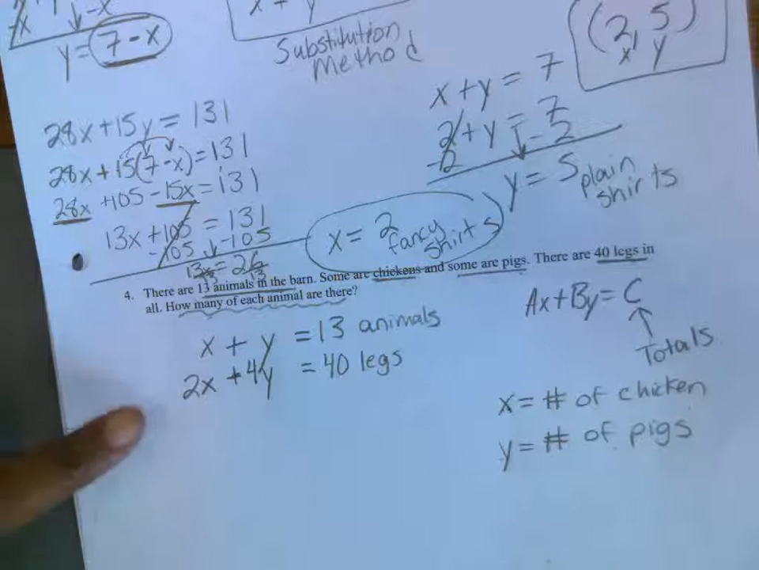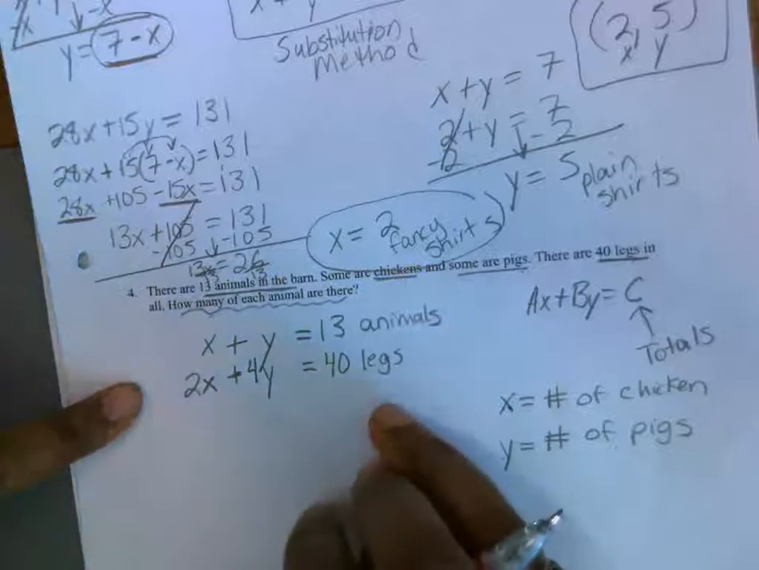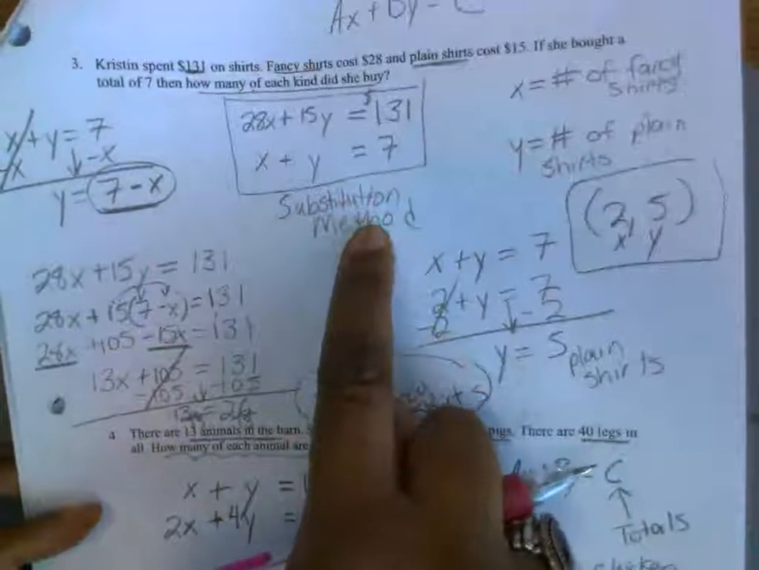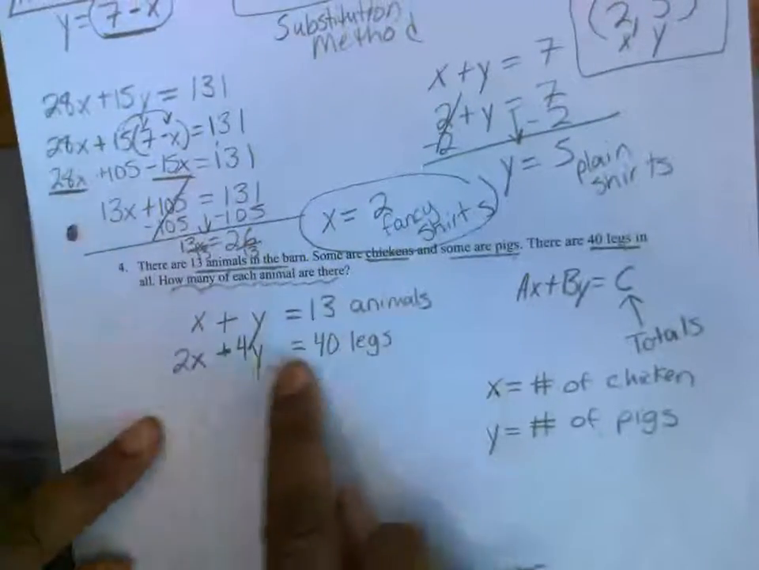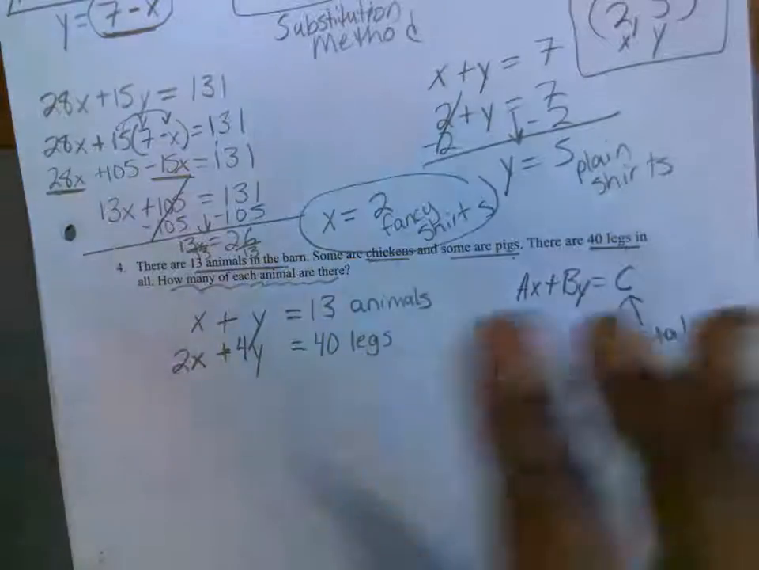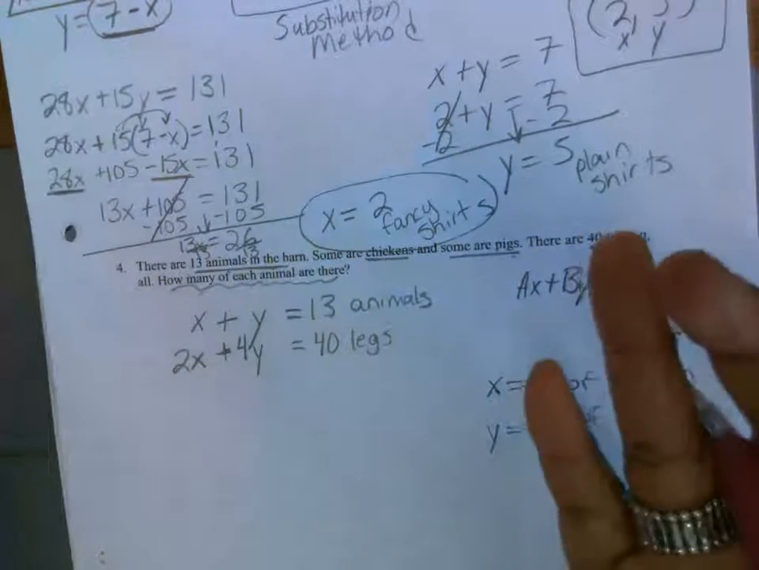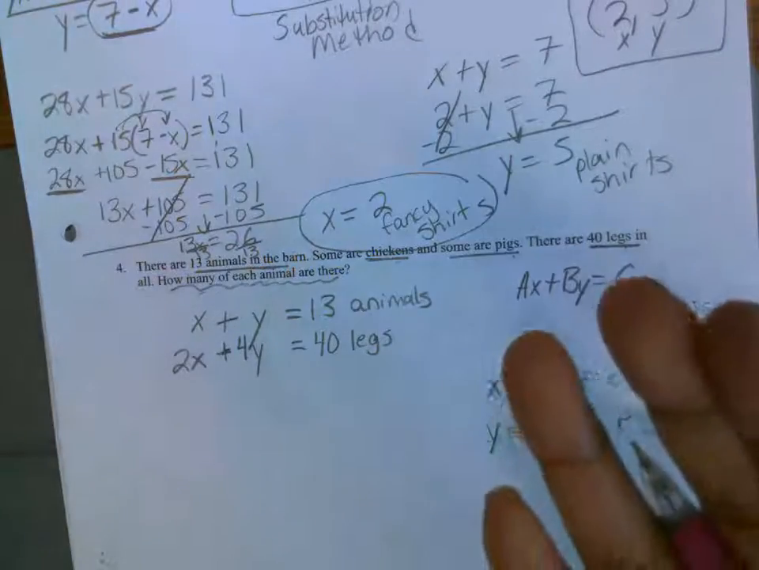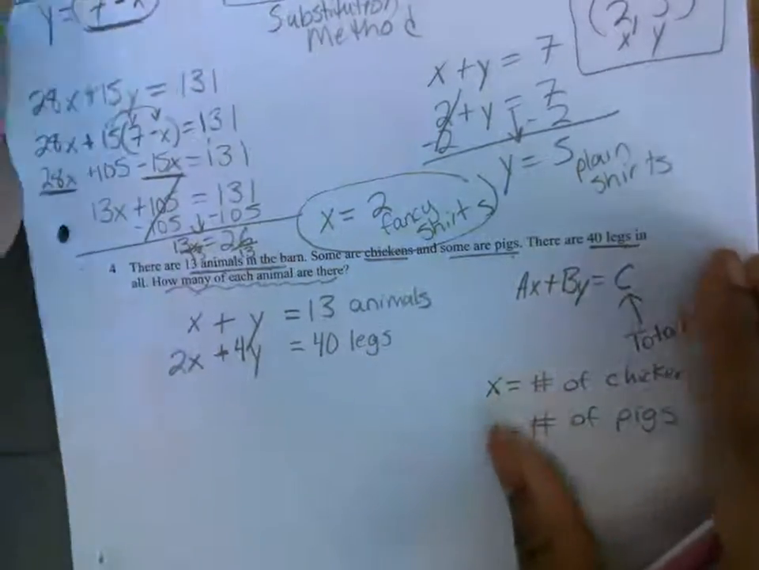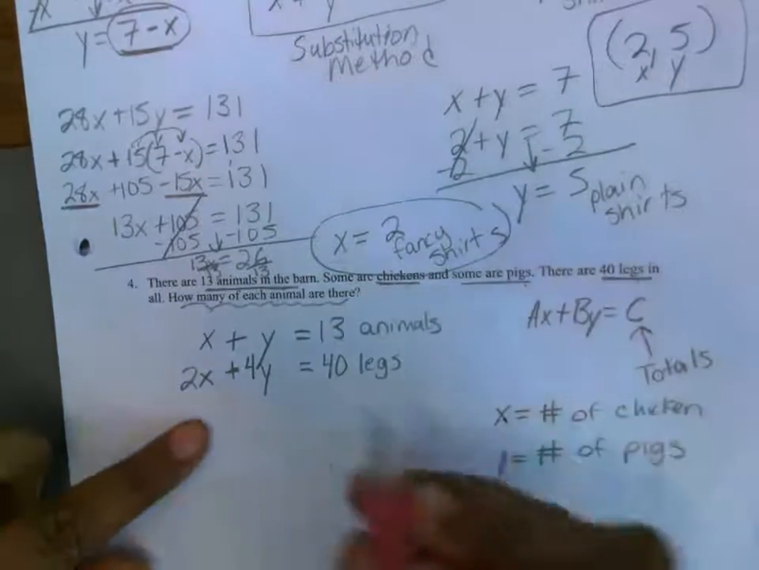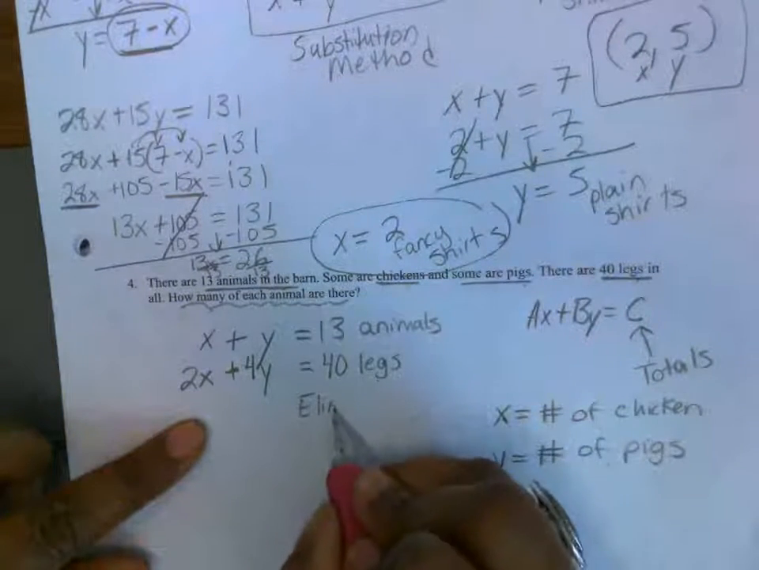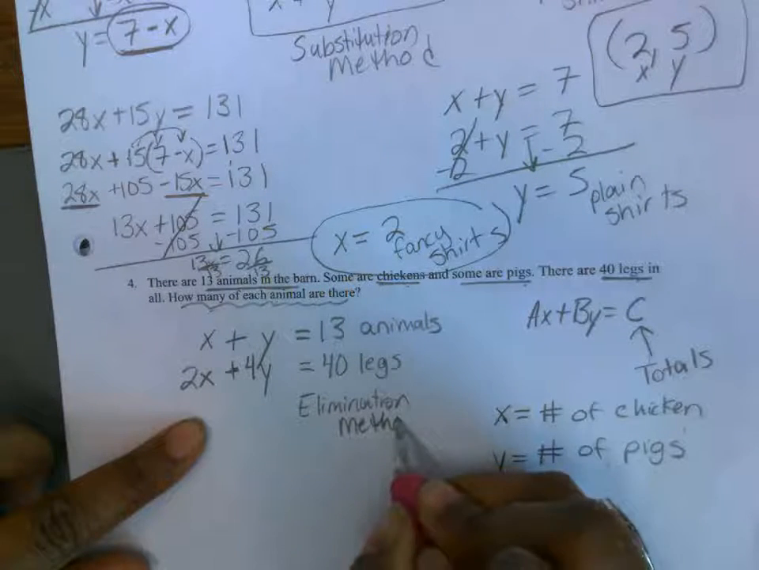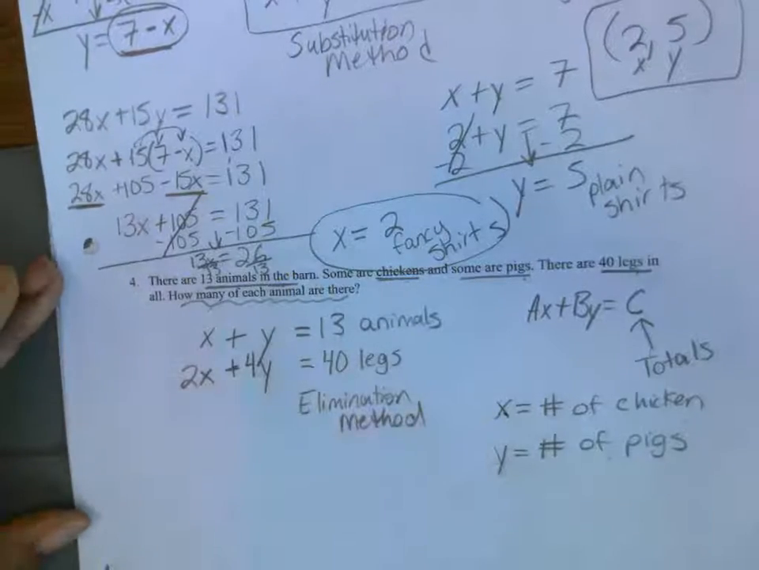Okay. So now we have to decide what method we're going to use to solve this. Since I used the substitution method up here, I'm going to use the elimination method for this one. I'm going to stay away from graphing because these numbers are rather large, and it's a little bit harder to graph. And just in case you forget, I'm going to go ahead and write that we're using the elimination method.